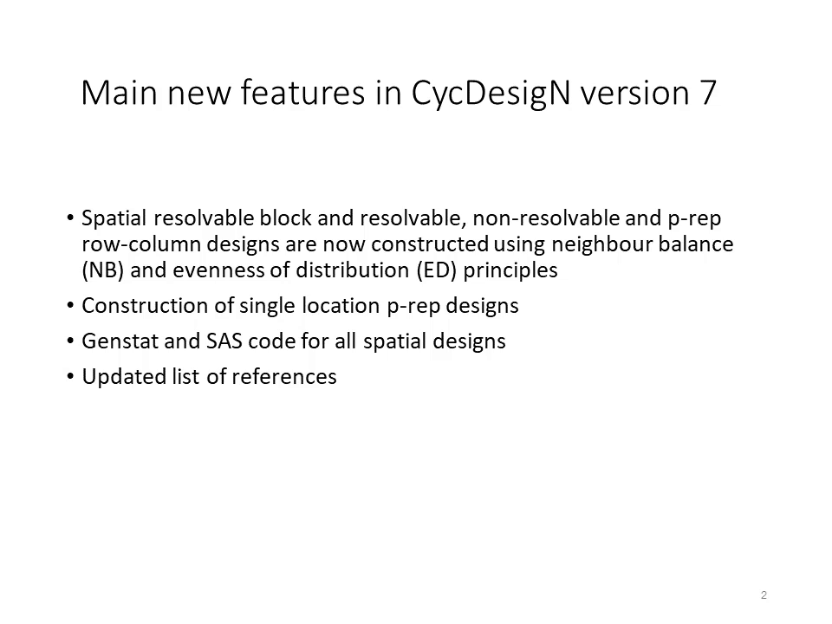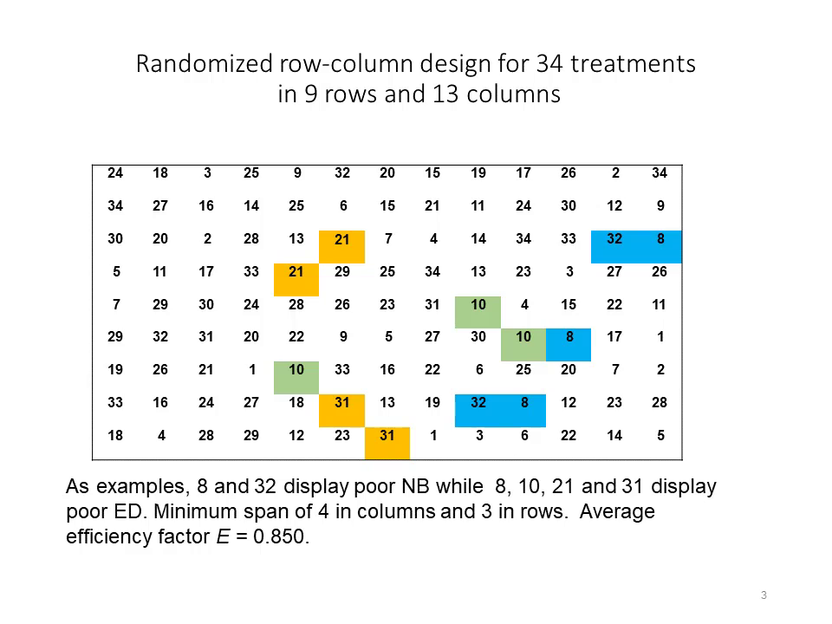While randomization is important to protect against error variance bias, analyses have shown that any resulting bias from the use of neighbor balanced or evenness of distribution is small. We can also construct single location PREP designs, and we provide GenStat and SAS code for all spatial designs. The ideas are illustrated in this example that comes from a maize trial in Germany.